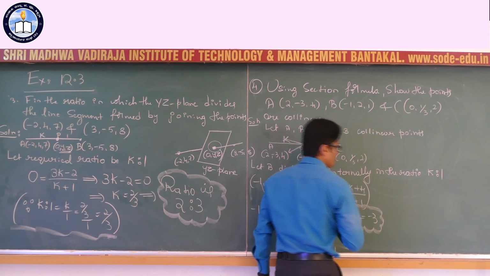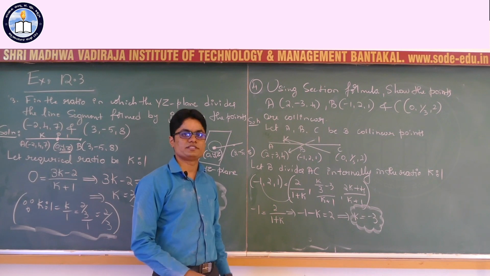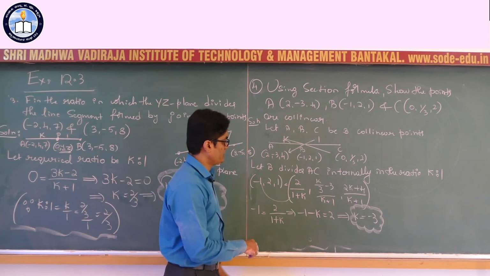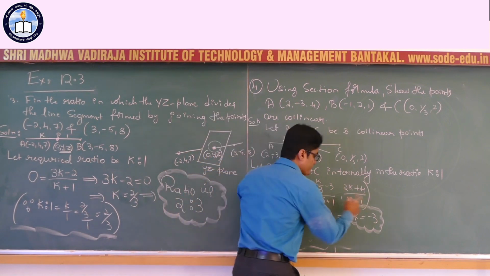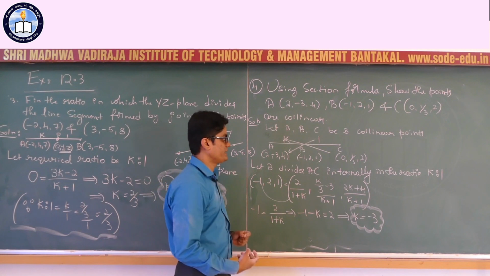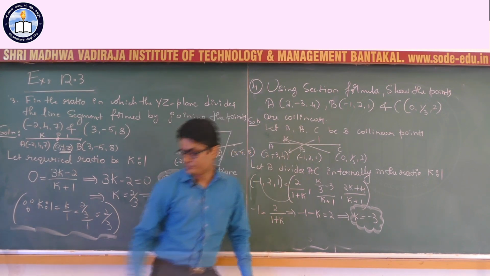Now, what is special about this? We got k equal to minus 3. How can we say that our conclusion is perfect? If you get the same answer even when you compare with the y coordinate and z coordinate, then you can write our assumption is right. So, the answer is collinear. Okay? Did you understand this much? Okay.